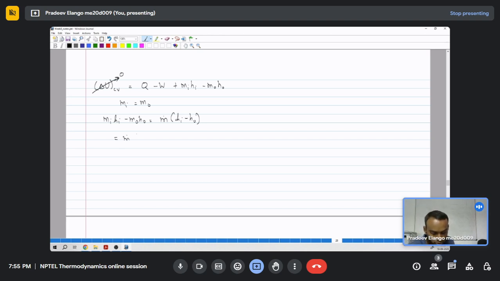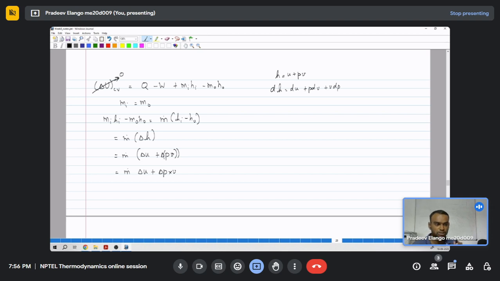So this is m dot into delta H, and delta H we know is delta U plus delta PV. We have H equal to U plus PV, so dH is equal to dU plus P dV plus V dP. So this is m dot times delta U plus delta P into V.